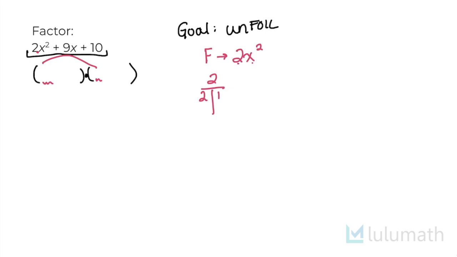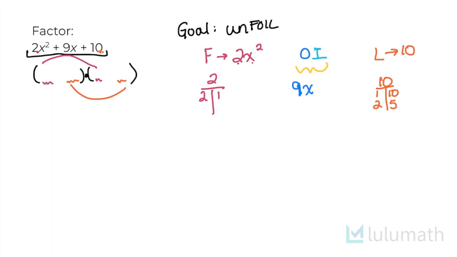We also know that our last terms here will multiply together to give us this 10 that we're looking for. So let's see what are some numbers I can multiply together to give me 10. Well, I can do 1 and 10, or I can do 2 and 5. And then we know that our outer and our inner together are going to combine to give us this 9x that we're looking for in the middle.